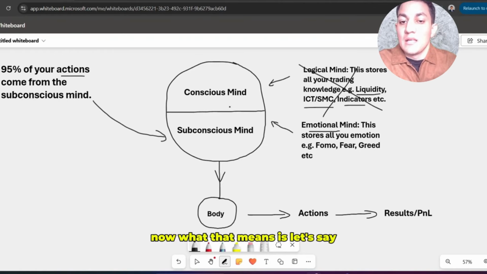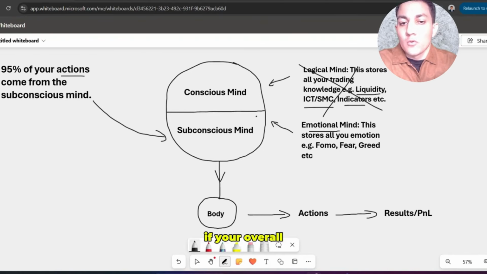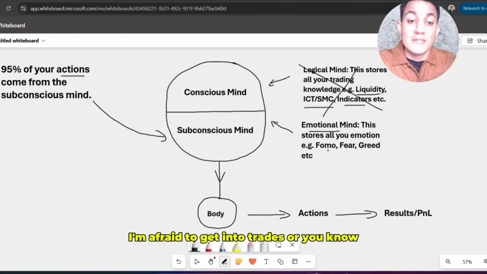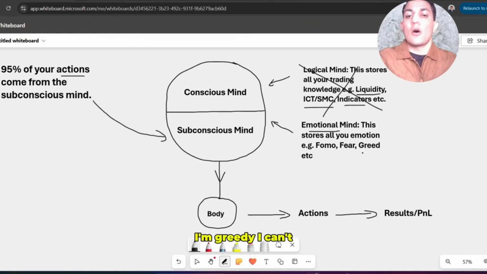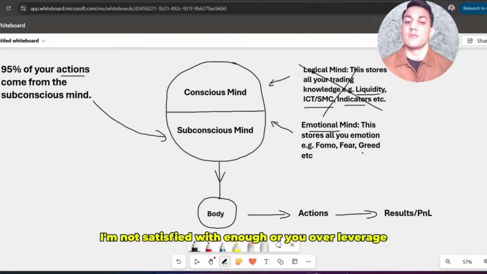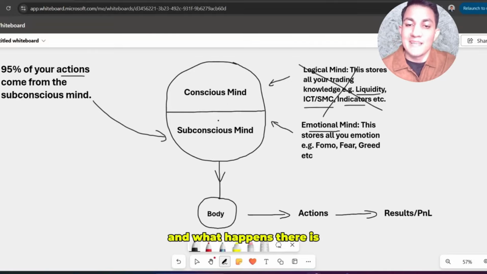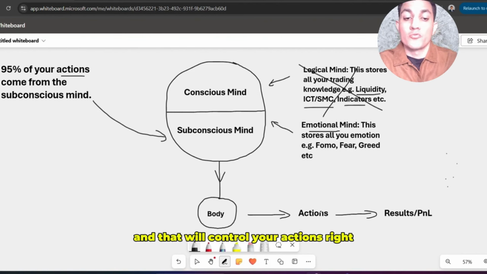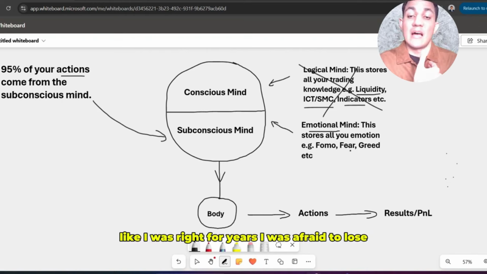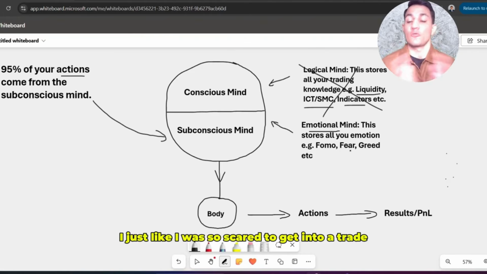Now, what that means is, because 95% of your actions come from the subconscious mind, if your overall mindset is, I'm afraid to get into trades, or I'm greedy, whenever price comes to my take profit I have to move it because I'm not satisfied with enough, or you over-leverage, that is the most dominant thought in your mind. And that gets expressed in your body, and that will control your actions, and then that controls your results or P&L. So let's say you're afraid, like I was. For years, I was afraid to lose. For whatever reason, I could win trades fine, but whenever I lost, I was so scared to get into a trade.